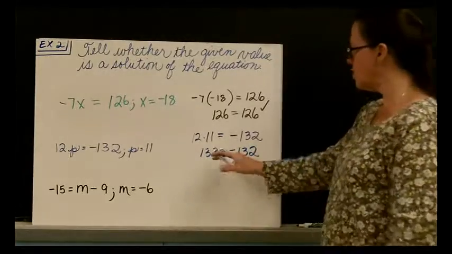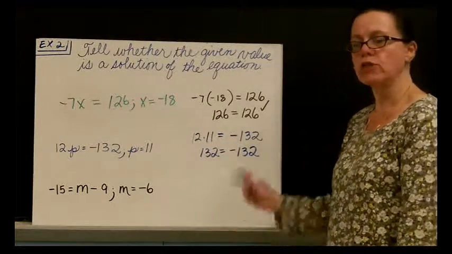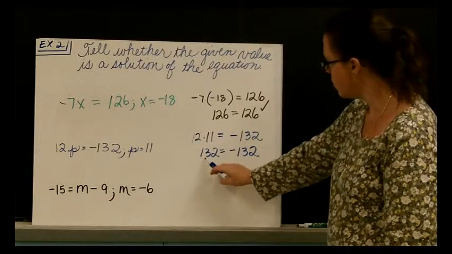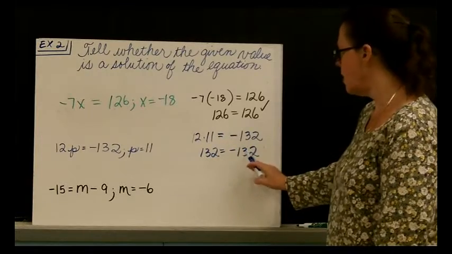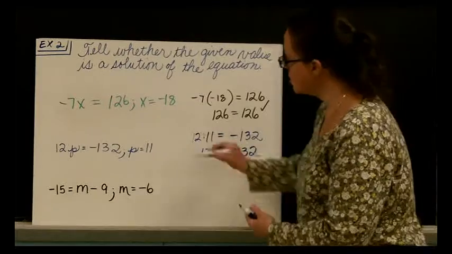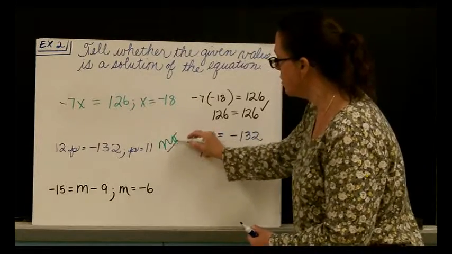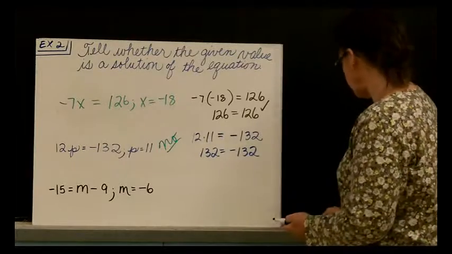Now, at first glance, you might think that yes, 11 is a solution to this equation, but it isn't. Be careful. Look, here on the left, we have a positive 132. On the right, we have a negative. So our answer here is that no, this is not a solution to the equation. And we're going to try one more.